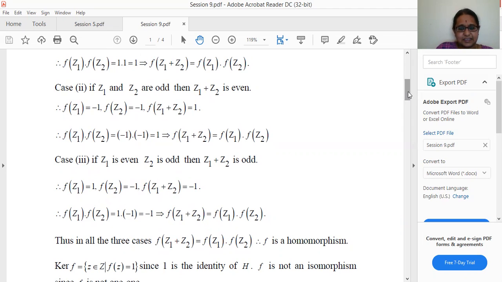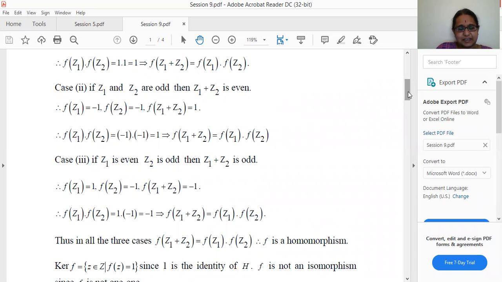Thus in all the three cases, that is, first case when Z1, Z2 are both even, second case Z1, Z2 are both odd, third case one of them is even, the condition f of Z1 plus Z2 is equal to f of Z1 dot f of Z2 is satisfied. Therefore, f is a homomorphism.